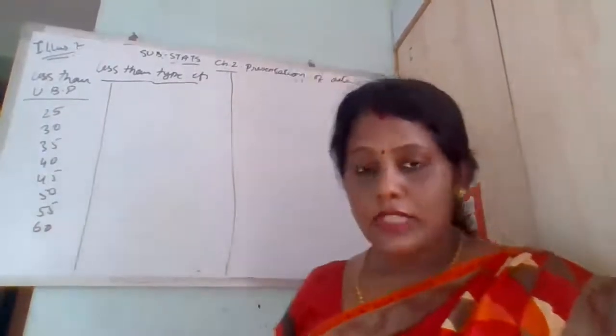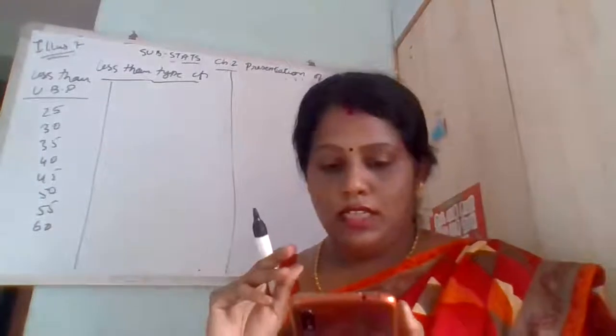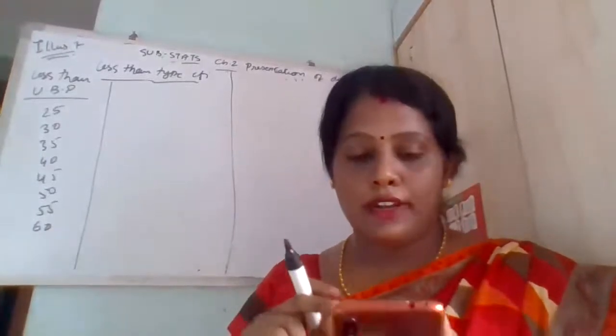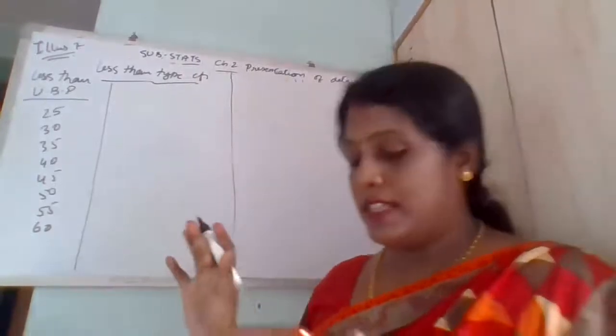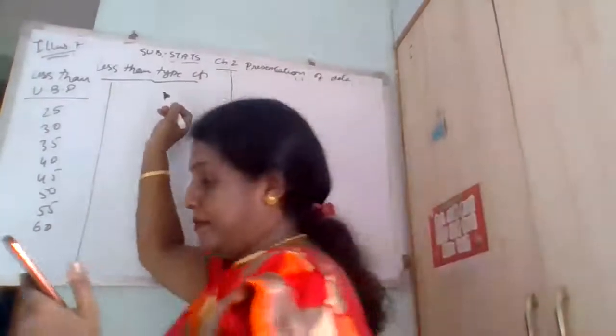Now less than 25. Our class was 25 to 30. So less than 25, we don't have any frequency. So what you have to write?